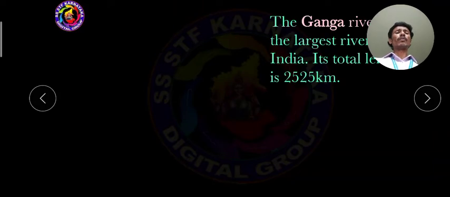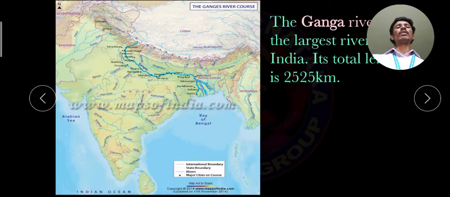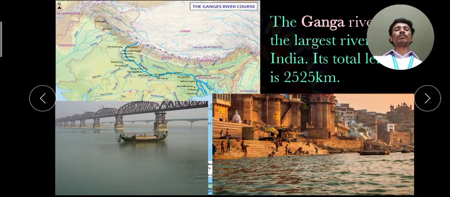Then another important river, the Ganga River. It is the largest river of India. Total length is 2,525 kilometers. So here to here, this we should consider for the Ganga River. The total length is 2,525 kilometers. This is also river Ganga and this is also river Ganga.